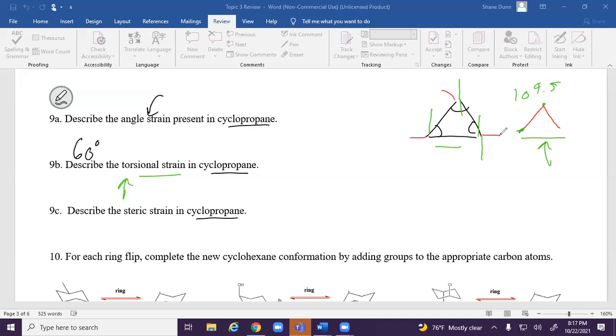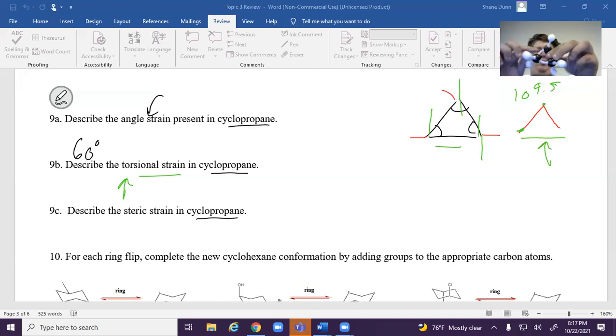So this is what the structure looks like. I'll show you guys. Okay. So here's cyclopropane. What's going on is, can this molecule turn? Is there any way I can bend this molecule? You can't bend it at all, right? So there's no way it can turn, because torsional means turning, right? So there's no way it can turn in a way in which the H's are interfering with each other, correct?